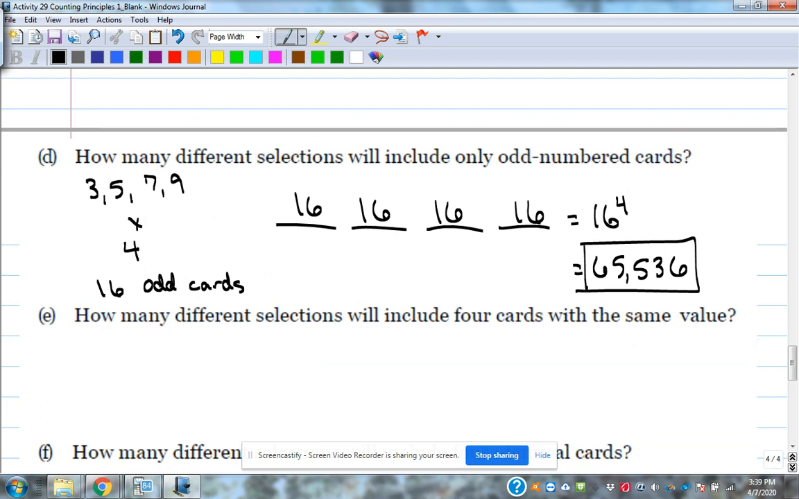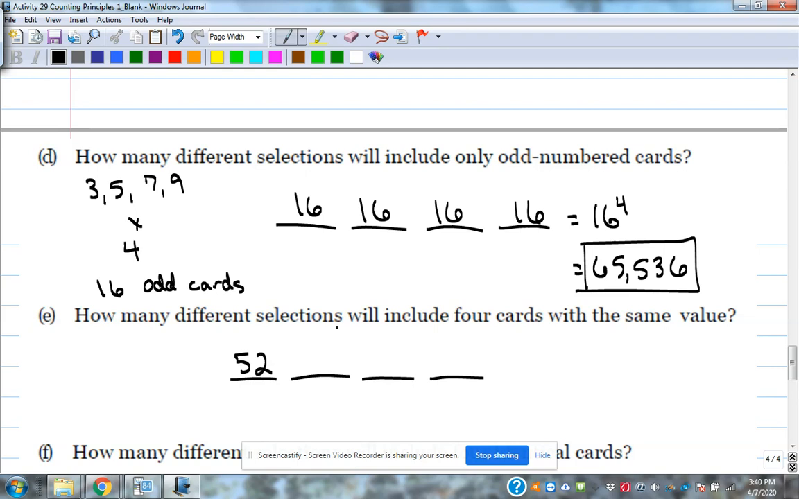E part, how many different selections would include 4 cards of the same value? Okay, so same value, 4 cards of the same value. So if you pick a 3 of hearts, it's got the same value as a 3 of clubs or 3 of spades or 3 of diamonds. So the first draw decides what card we have. Okay, so 52. You're just picking a card.